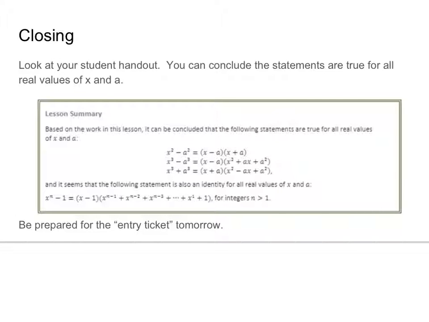Okay, look at your student handout. You can conclude the statements are true for all real values of x and a. This is important to know. All of these patterns right here. We have the difference of perfect squares, difference of perfect cubes, the sum of perfect cubes, and what those patterns are going to be. It seems the following statement is also an identity for all real values of x and a. So we can do that for all values if it's subtraction. Cool. Good work today.